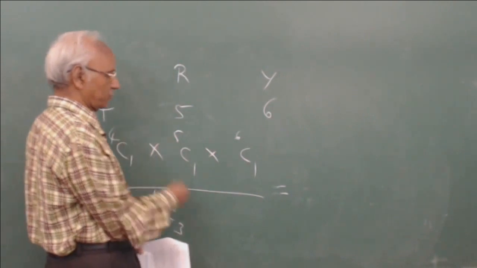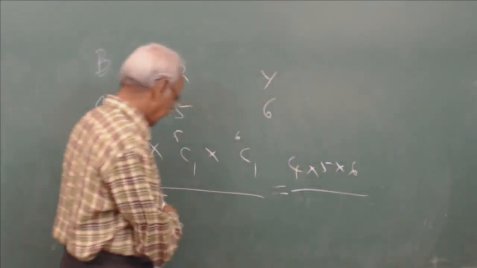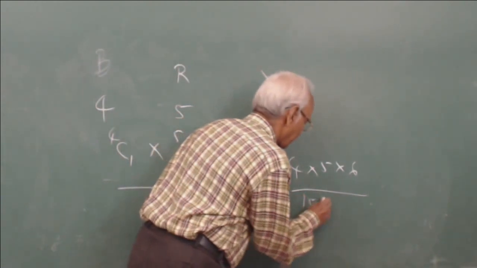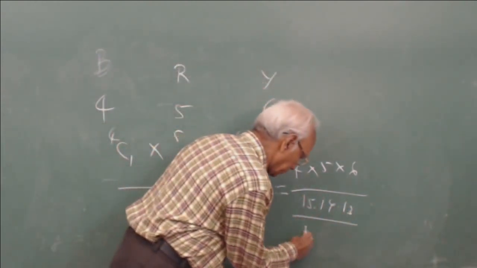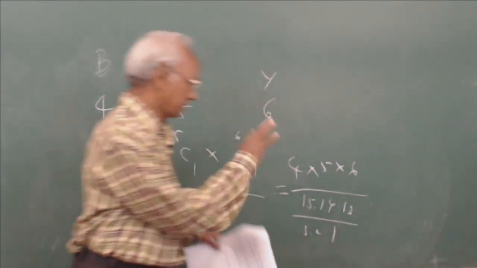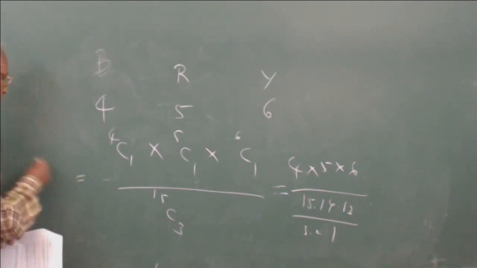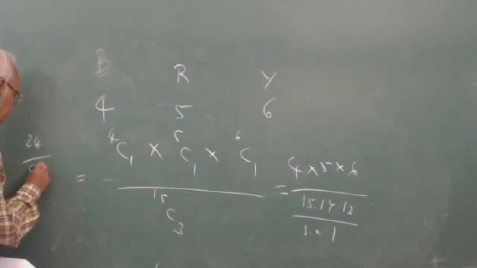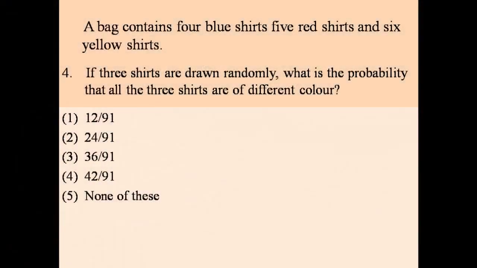The numerator is very simple. 4C1 is nothing but 4, this is 5, this is 6. The denominator is of course 15 into 14 into 13 divided by 3 into 2 into 1. This can easily be simplified. The simplification works out to be 24 divided by 91, which is actually the second choice. So the fourth question is also easy.